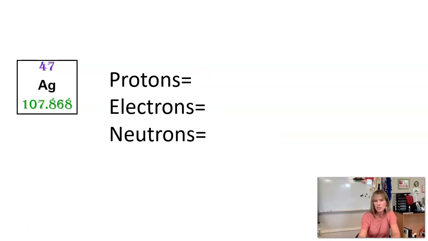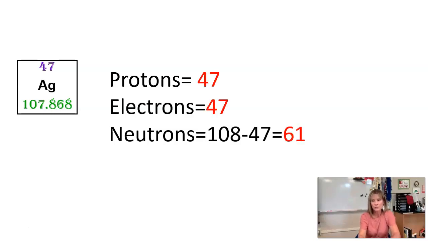How about silver? Ag is silver. How many protons? 47. Protons equal electrons, so 47 electrons. For neutrons, we have to do the mass number, which is that rounded number, minus the atomic number. In this case, 107.868 rounds to what? It would round to 108. So you take 108 minus the atomic number 47, and that gives you the number of neutrons.